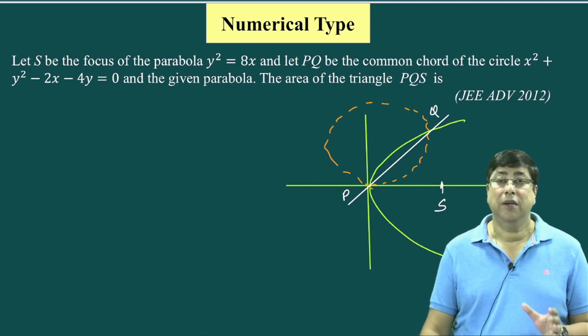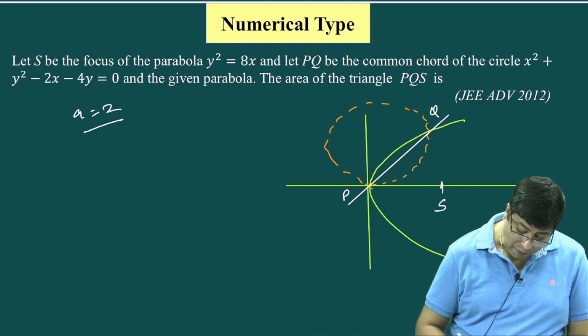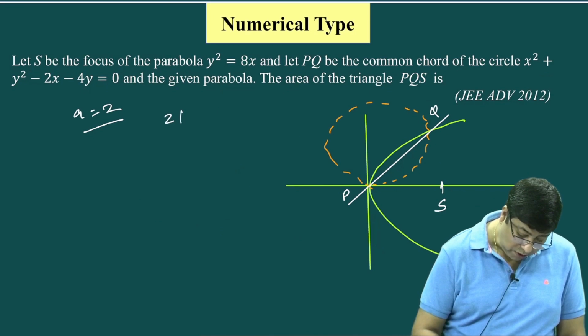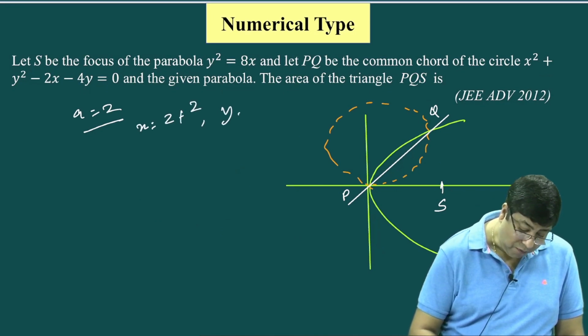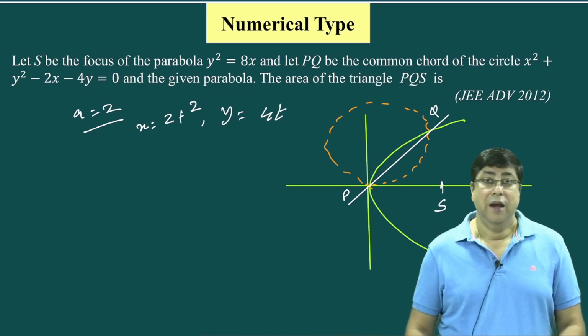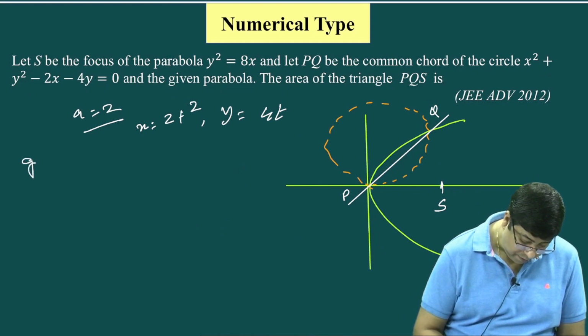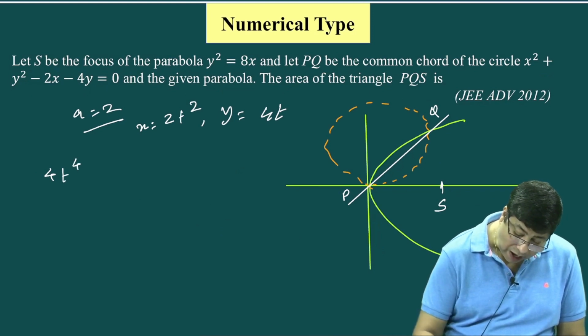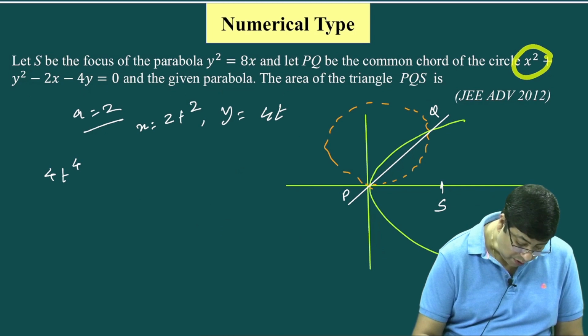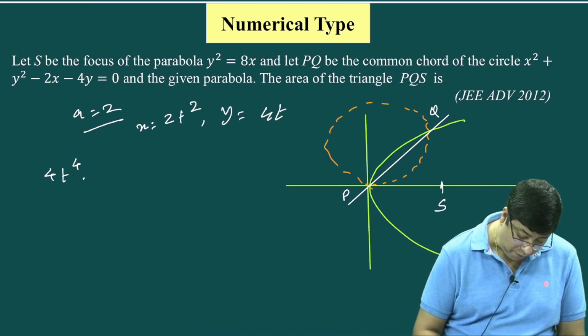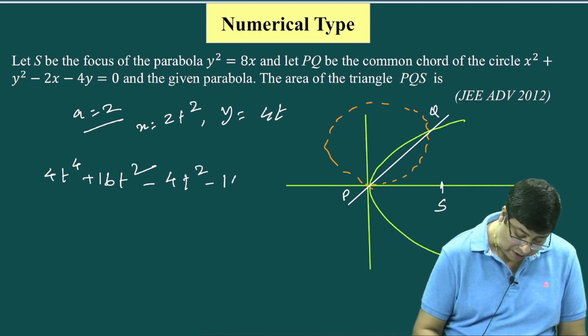Any point on the parabola, here a equal to 2, so any common point, suppose Q point or P point, is x equal to 2t square and y equal to 4t. And let us solve with the circle. If we solve with the circle, we get 4t to the power 4, putting 2t square instead of x, and 4t instead of y. We are getting 4t to the power 4 plus 16t square minus 4t square minus 16t.